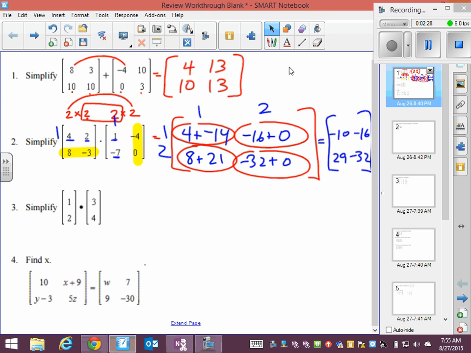So then the next problem is also a simplifying, but if you notice, this one is a 2 by 1 times a 2 by 1. It would seem like you'd be able to multiply those, but these two numbers don't match. That's not going to work. If you take a row times a column, you're trying to take one number over here times these two numbers over here. It's not going to work. So this one is not possible.